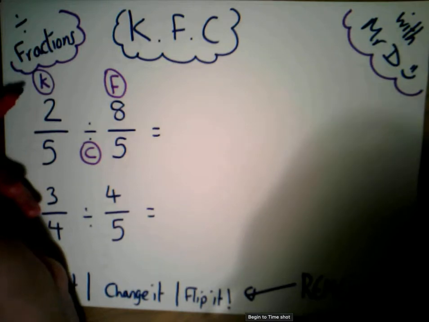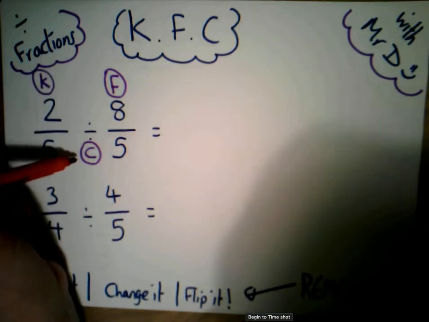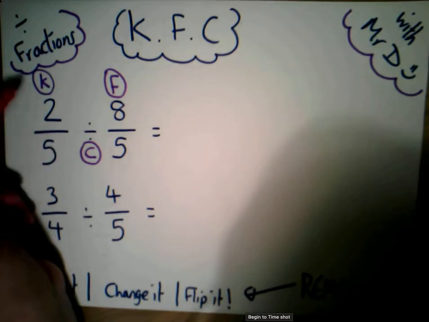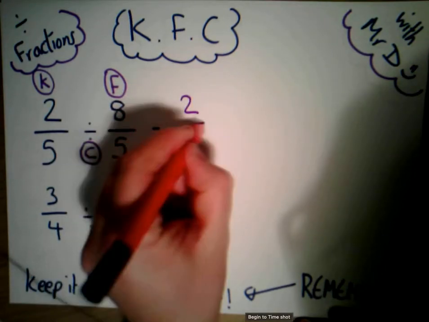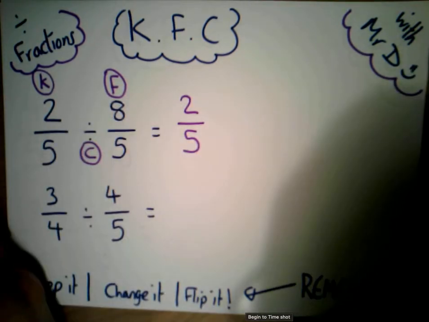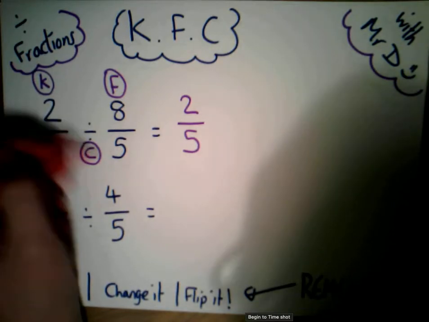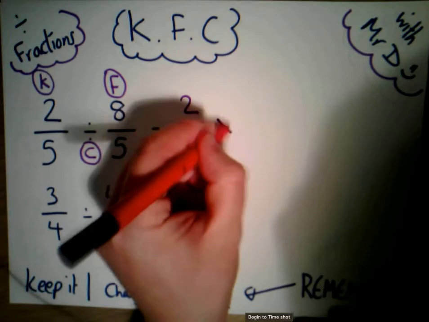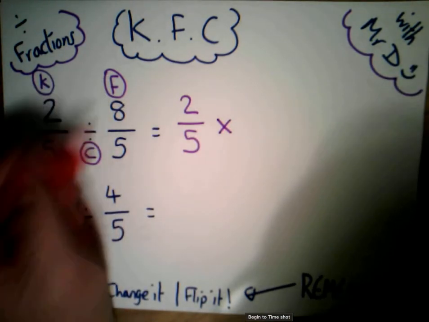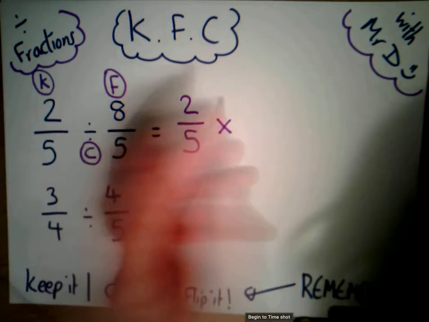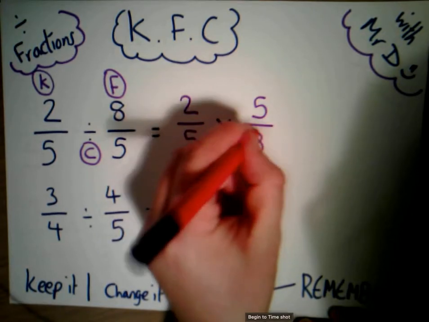When we're looking at dividing fractions, every time I want you to write K, F and C in the right place. So for this one, we're going to keep this one the same. So we can copy this over to here, 2/5. Then we need to change it. So we're going to now change divide magically into times. And then we're going to flip this so the denominator becomes the numerator and the numerator becomes the denominator. So now it says this.